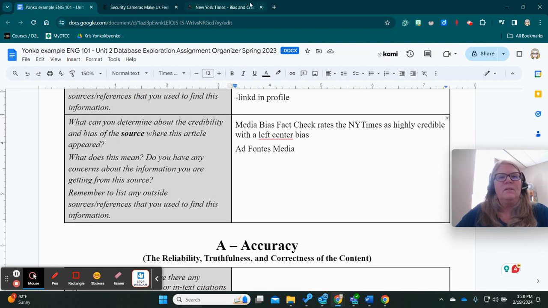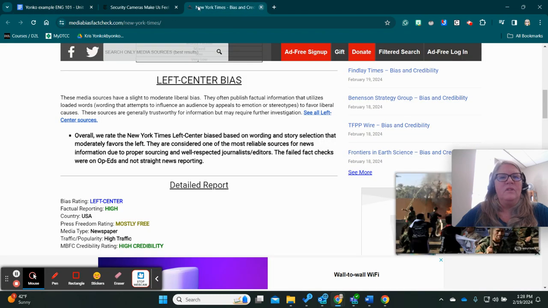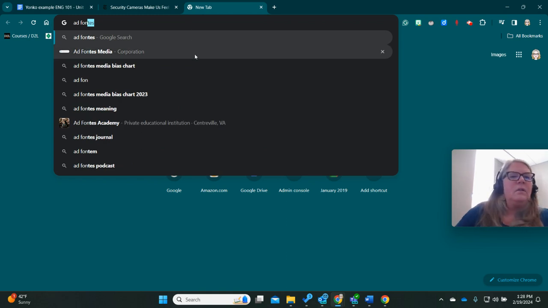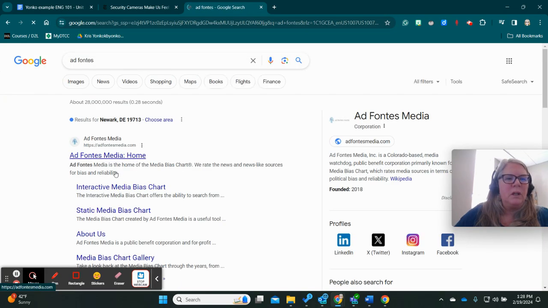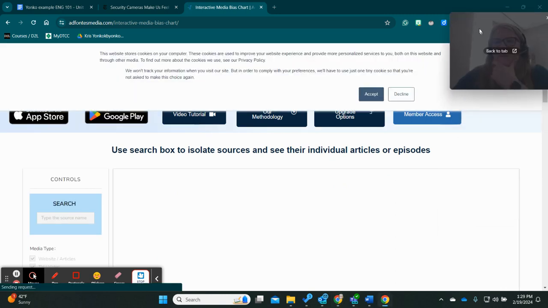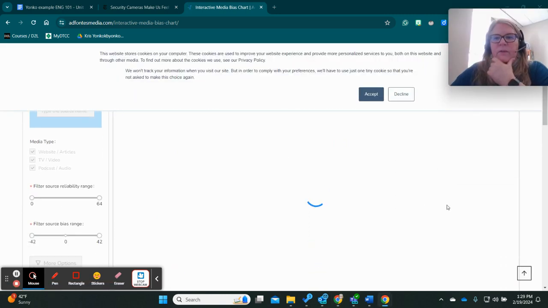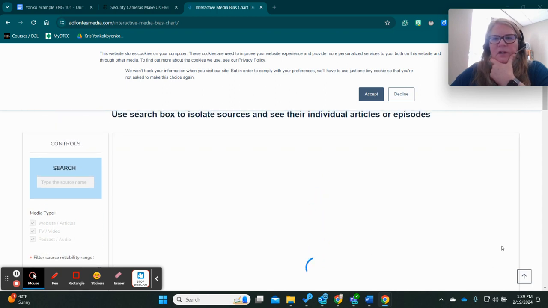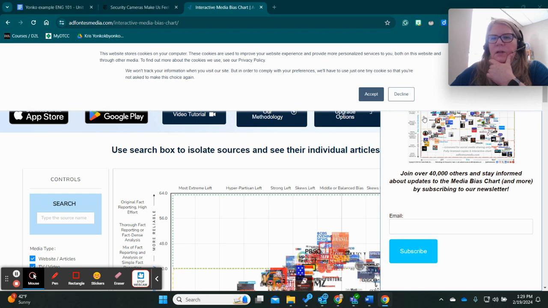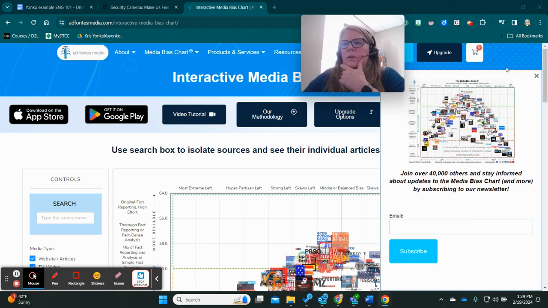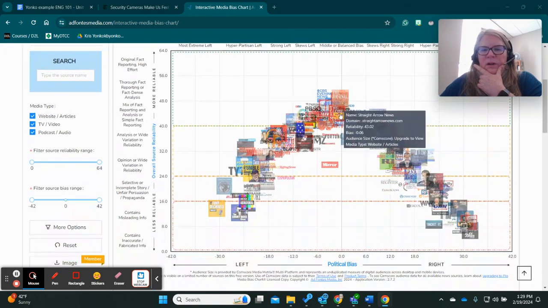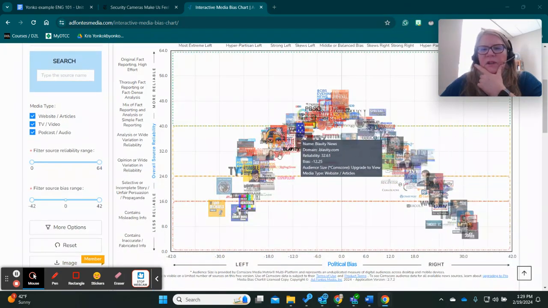Ad Fontes Media. Let's see if it works for us today. Ad Fontes Media. It's been giving me some trouble lately. Interactive media bias chart. There's so much information, it's just taking a long time to load. Oh, yay. Okay, accept, close. All right, so this is a lot of stuff here. These are all magazines, newspapers, TV things.